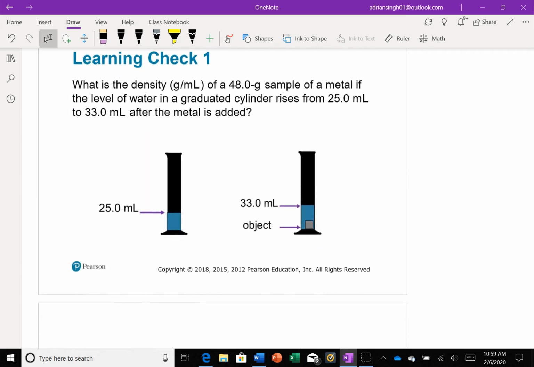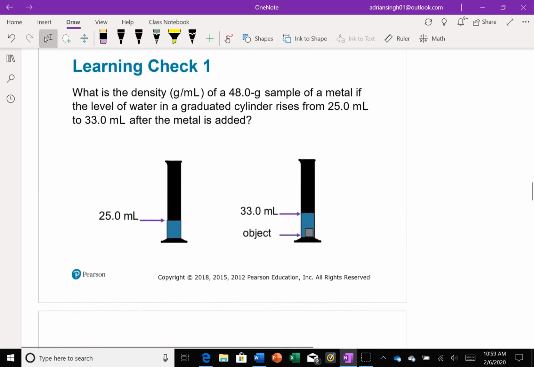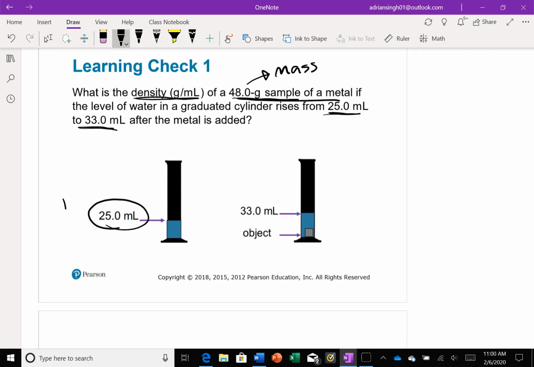All right, so if we take a look at an example over here, we need to calculate the density in grams per mil of a 48.0 gram sample of metal, right? So right away we know that this is the mass. If the level of the water in the graduated cylinder rises from 25 to 33 after the metal is added, right? So this 25 is what we start with. That's our initial volume. We add the metal in here and the volume goes up to 33. This will be our final.